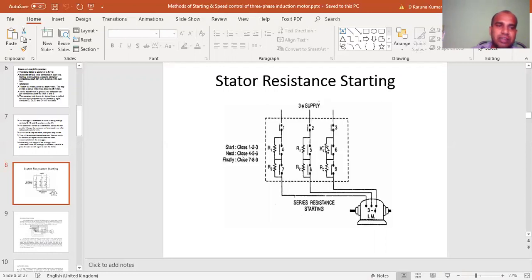This method suffers from two drawbacks. The first drawback is that the reduced voltage applied to the motor during the starting period lowers the starting torque, hence increasing the accelerating time. The second one is that a lot of power is wasted in the starting resistance. A lot of energy will be wasted in the starting resistance.